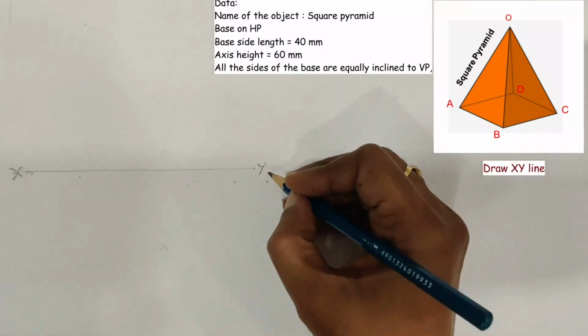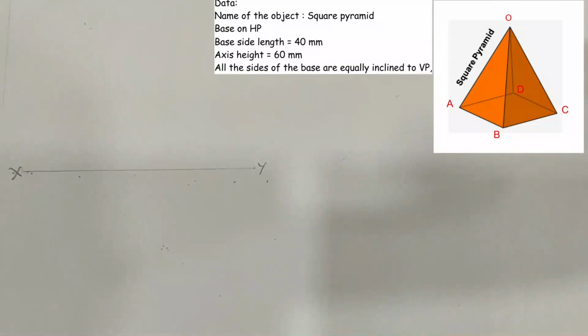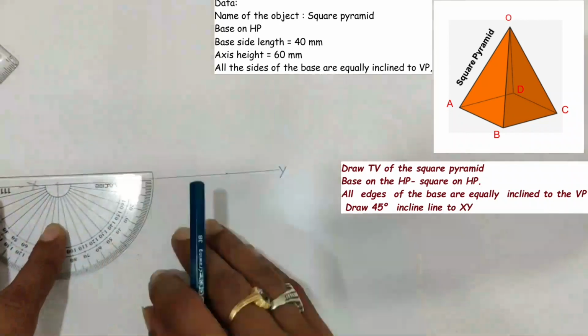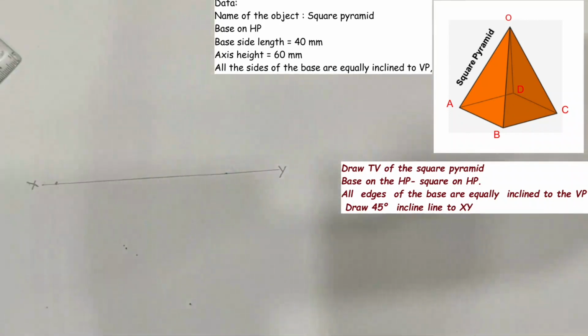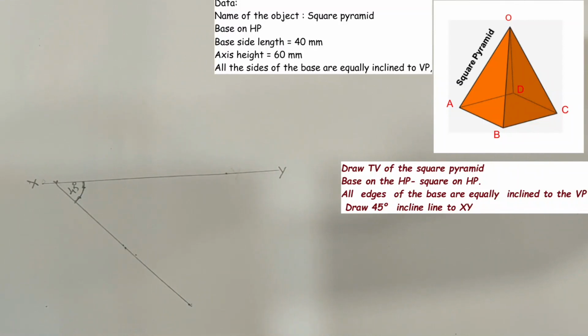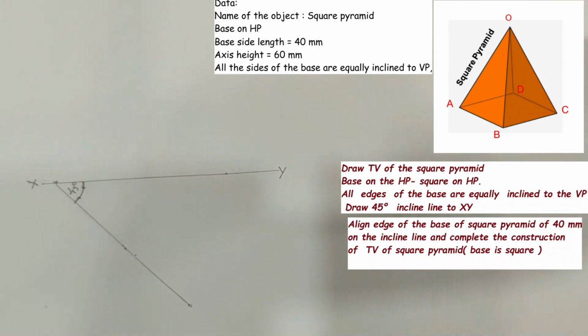After drawing the XY line, we will draw the top view of the square pyramid. Here, the square pyramid is resting on its base on the HP such that all the sides of the base are equally inclined to the VP. So, draw a 45 degrees inclination line to the XY line. Then align one of the base sides of the square pyramid along this inclined line.